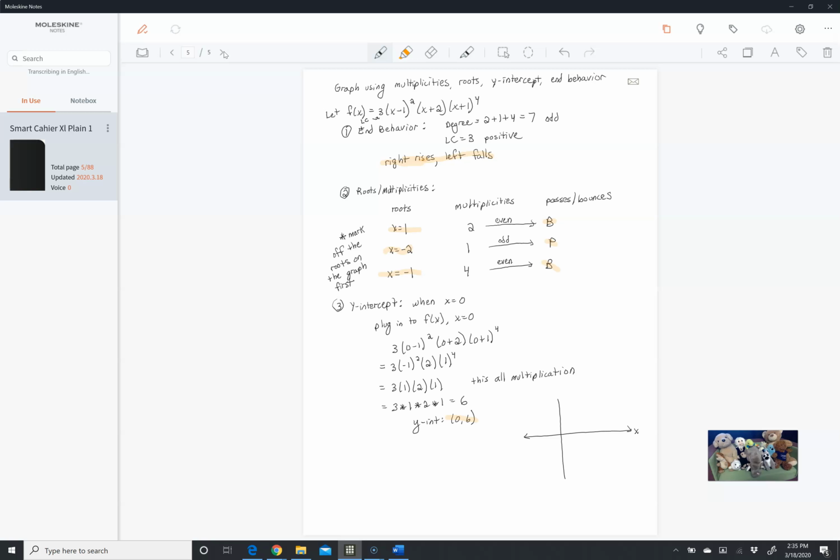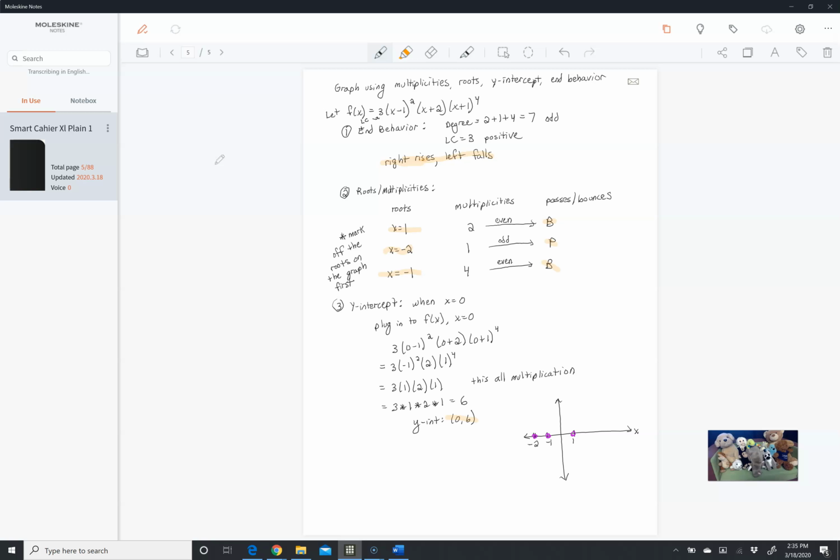So here's our x, here's our y. And we have roots at x equals 1, x equals -2, and x equals -1. So we have roots in these three places. Here, here, and here. Those are the first things that we're going to do. So this is our -2, our -1, and our 1.